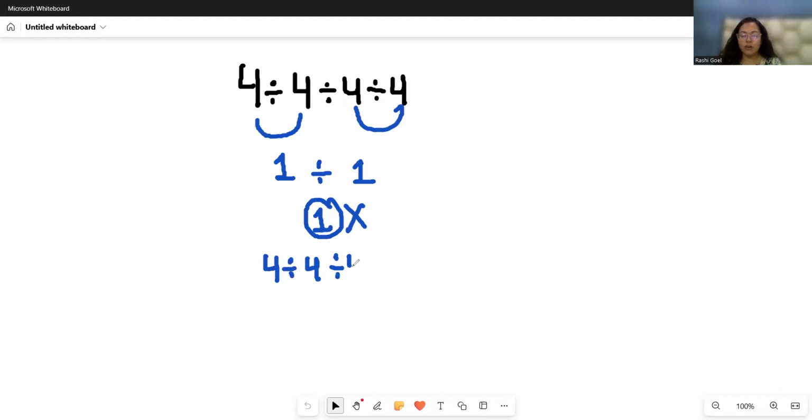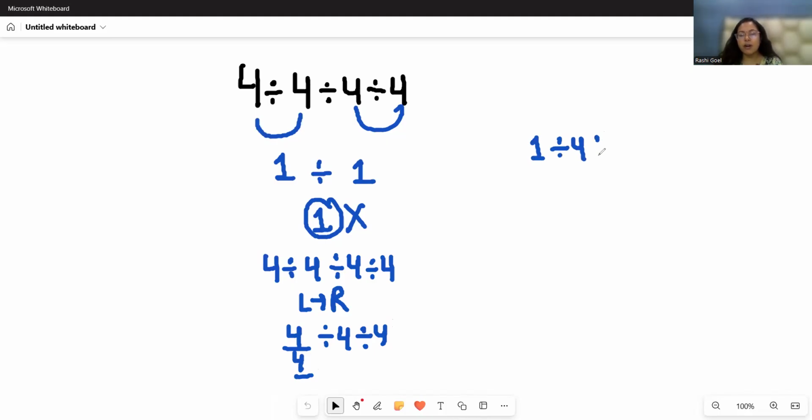So 4 divided by 4 divided by 4 divided by 4. When the same operation is repeating, that means division, division and division, then always solve it from left to right. So 4 divided by 4, divided by 4, divided by 4. So 4 divided by 4 is 1, divided by 4, divided by 4. 1 divided by 4 is 1 by 4, divided by 4.